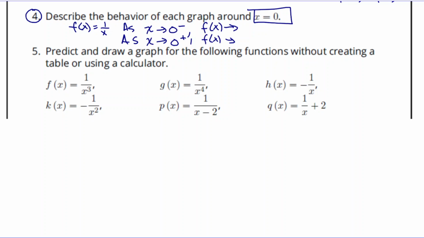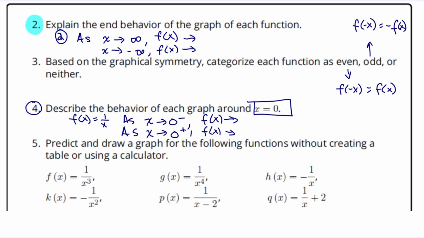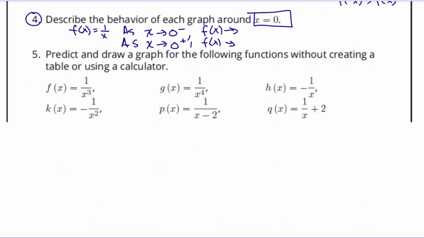Now, when it comes to part 5, predict and draw a graph of the following functions without creating a table or using a calculator. I don't know if I put that page in here. I don't think I did, but it's in your book. So yes, you will sketch those graphs in the book on those grids inside the book. And take a picture of that and submit it.